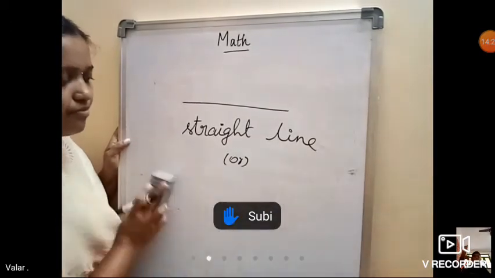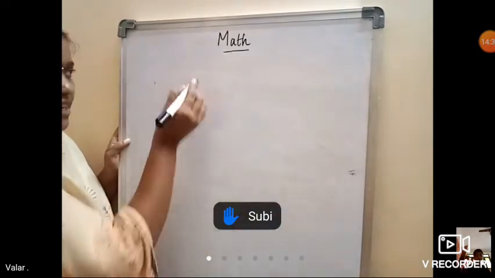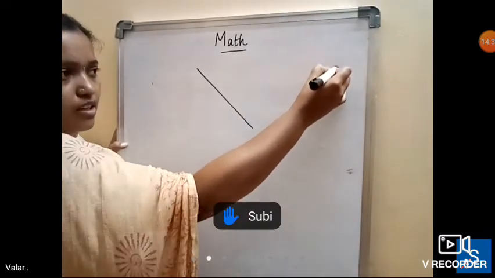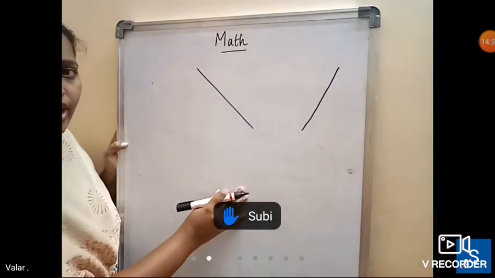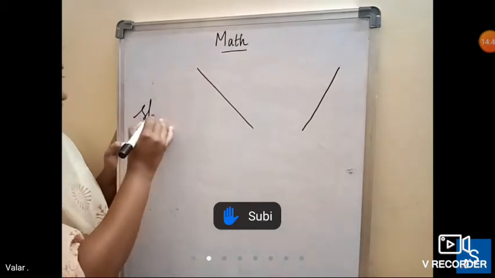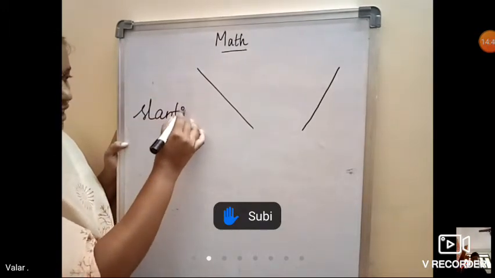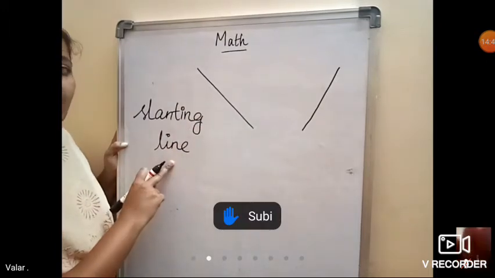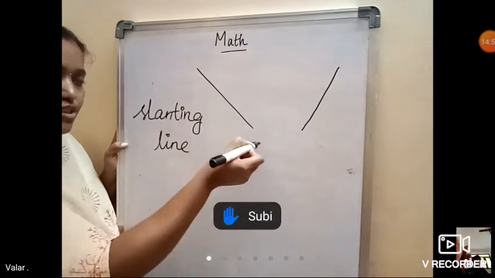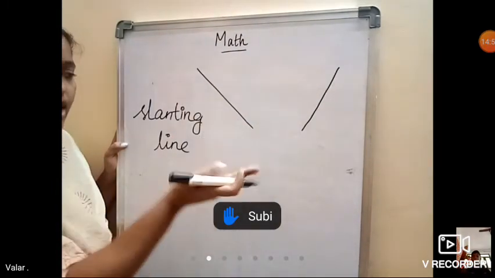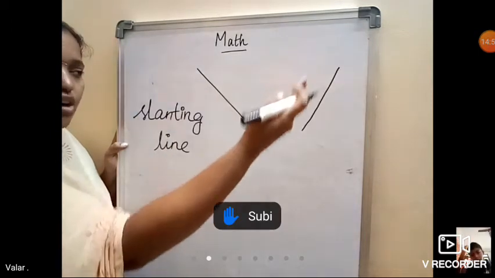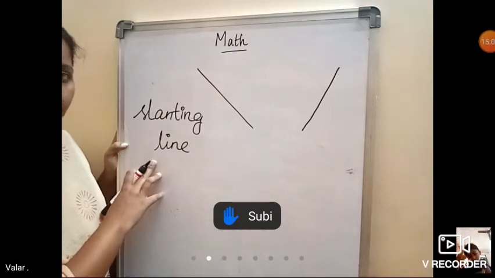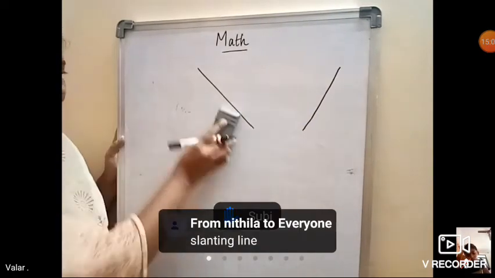Next, if the line is like this, one name only. This is called slanting line. If the line is in this shape, it is crossed. Instead of straight, if the line is crossed somewhat, this type of line is called slanting line.